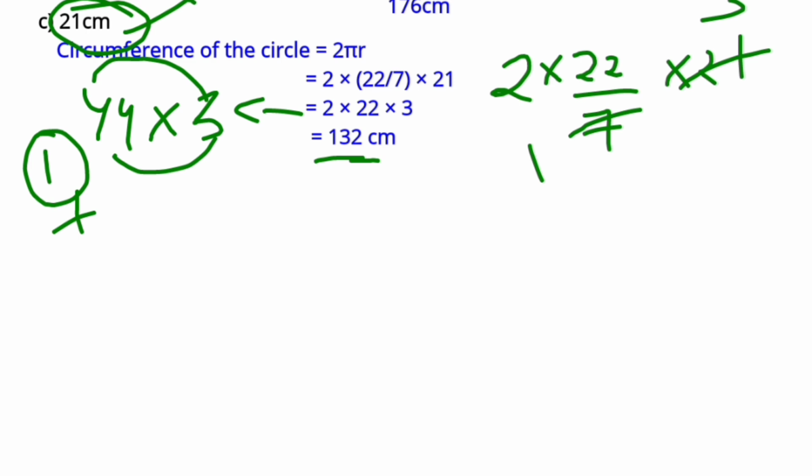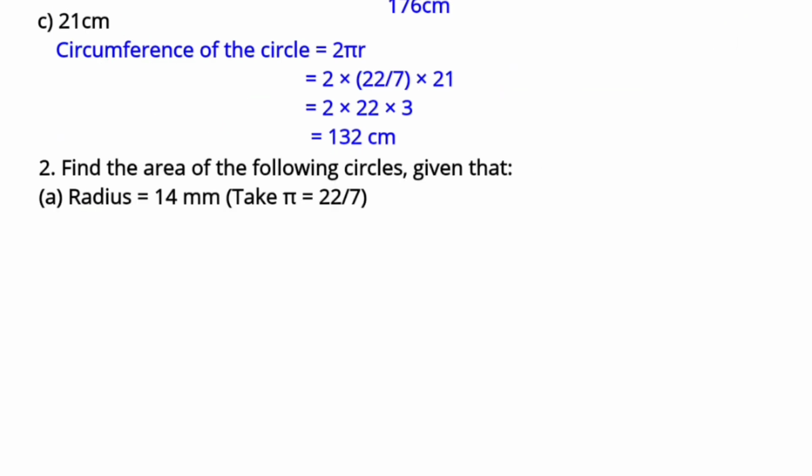Now we will move on to the second question. Second question is: find the area of the following circles. Now in this question you need to calculate the area. In the first part, radius is given 14 millimeters. So let's solve it. Also, I have told you that first of all we have to write the formula. So I have written area of circle is equal to pi r square.